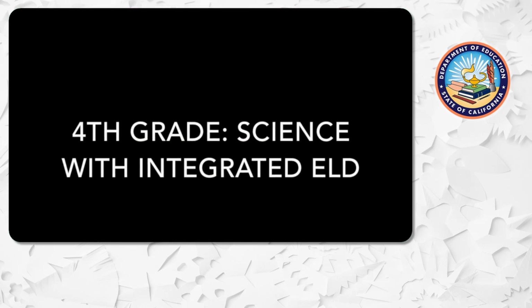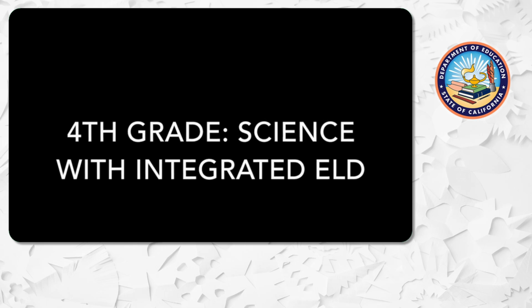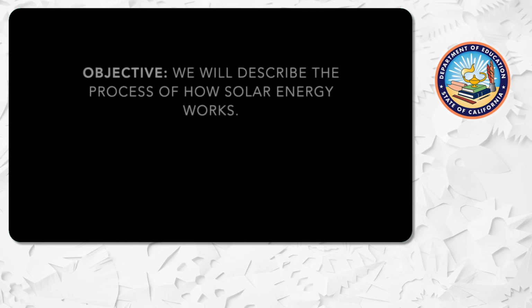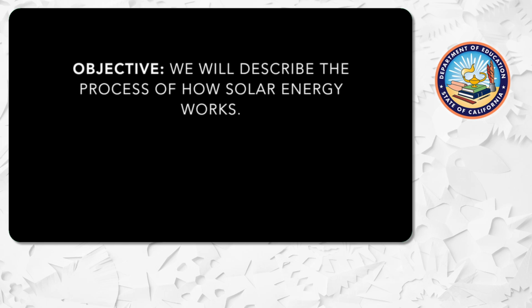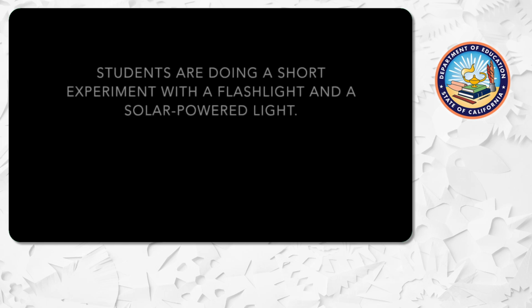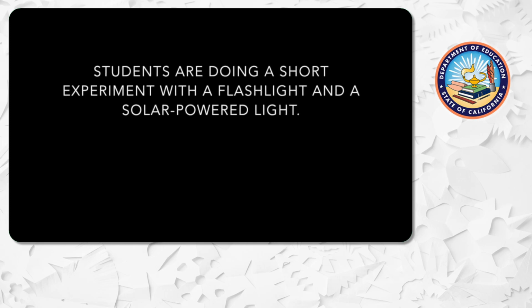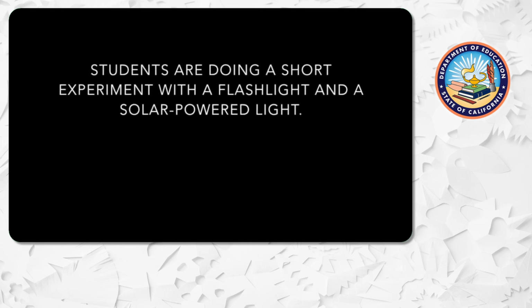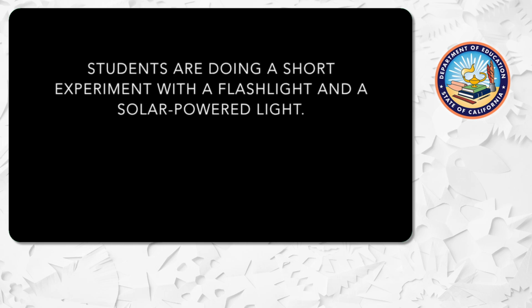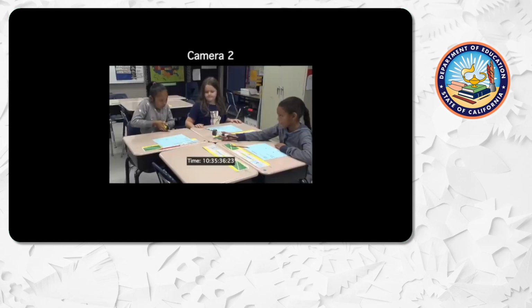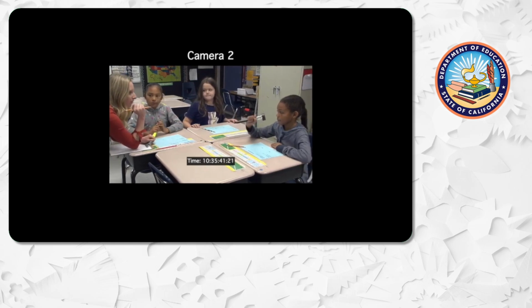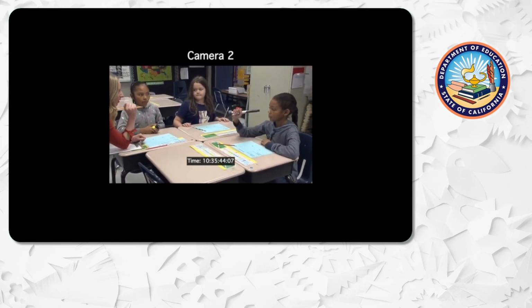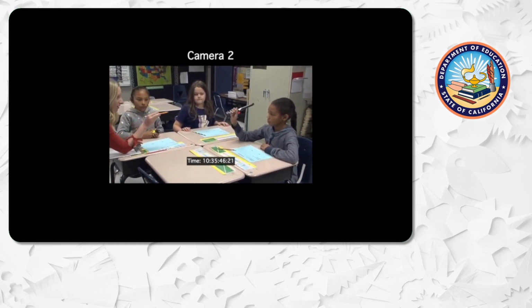Later in the same day, the same English learners we saw earlier engage in a science lesson with integrated ELD. Their objective is to describe the process of how solar energy works. In the first segment of the science lesson, students are engaging in a short experiment with a flashlight and a solar-powered toy light. You guys have a little different one, so you are actually going to hold it up. And I want you to count to 10. After you count to 10, you are going to cover the solar panel. But do it like that. Chris will hold it and hold it up to it real close. You can go up closer.